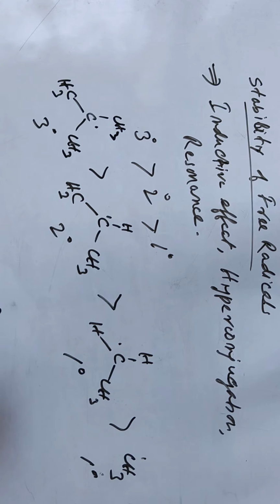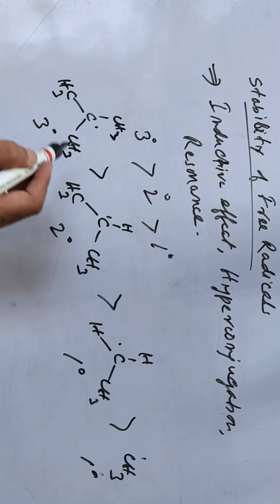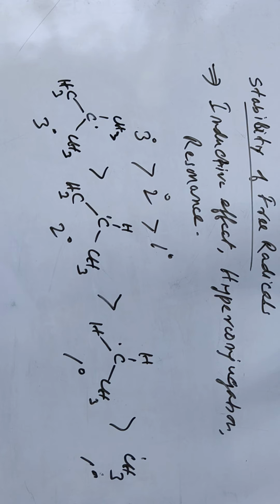This can be explained by hyperconjugation. More hydrogen atoms can be conjugated. There are 9 hydrogen atoms, so it can give 9 canonical structures. So you can have more canonical or resonance structures, which give more stability to the free radical.